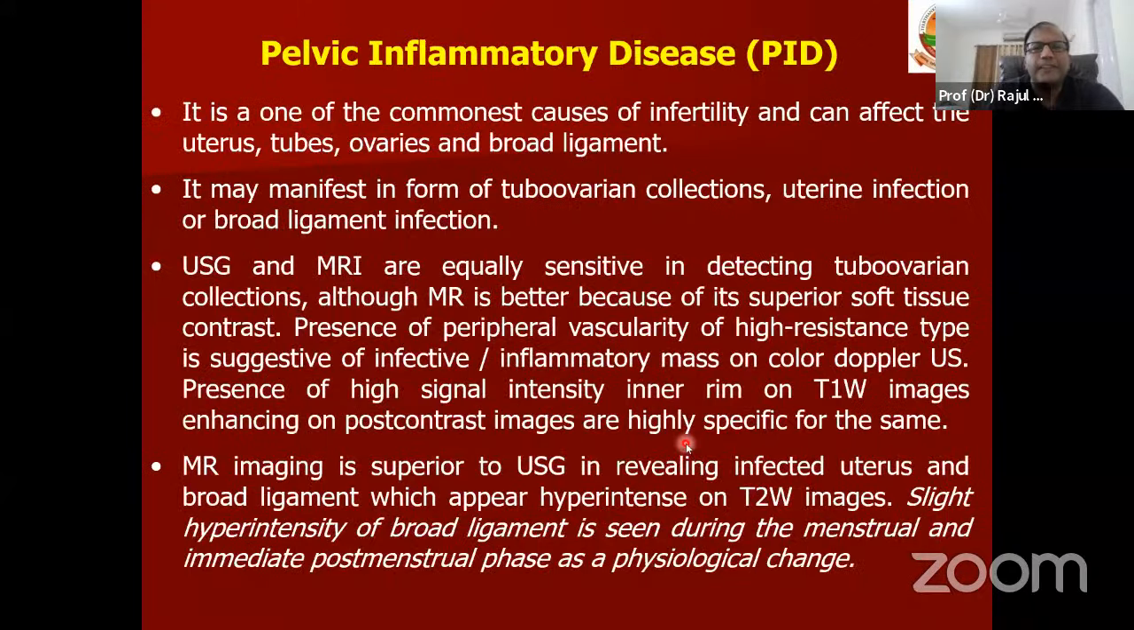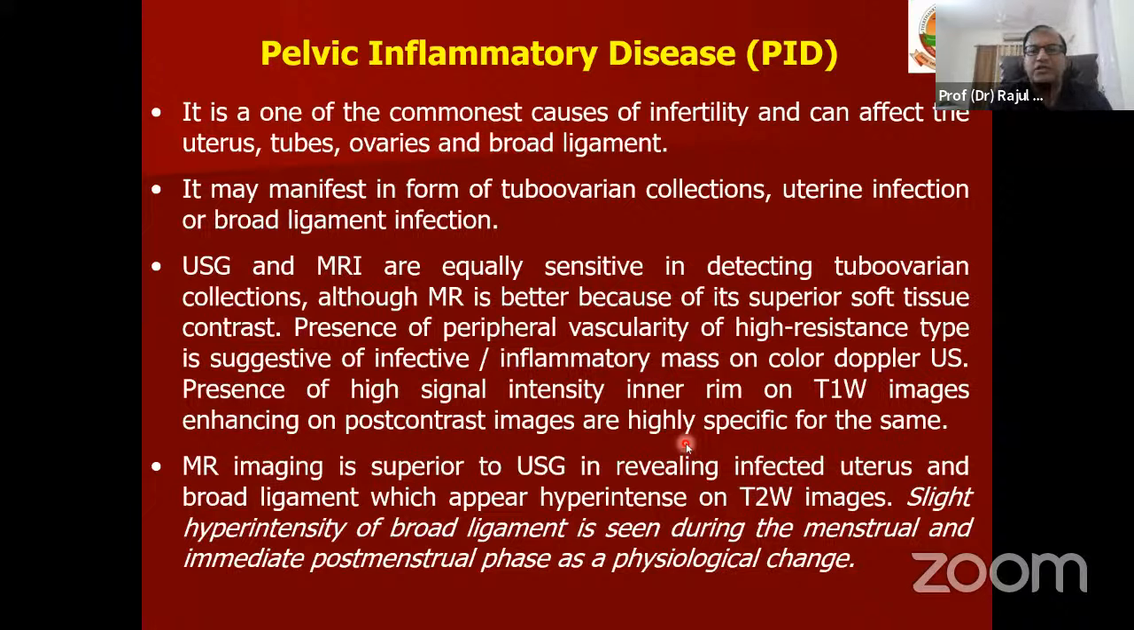Now coming on to pelvic inflammatory disease. Pelvic inflammatory disease is another important cause of female infertility, and it can involve the uterus, the tubes, the ovaries, as well as the broad ligament. It can be seen in the form of tubo-ovarian collections, which can be easily drained and at times can be medically treated. Uterine infections and broad ligament infections are difficult to pick up by ultrasound.